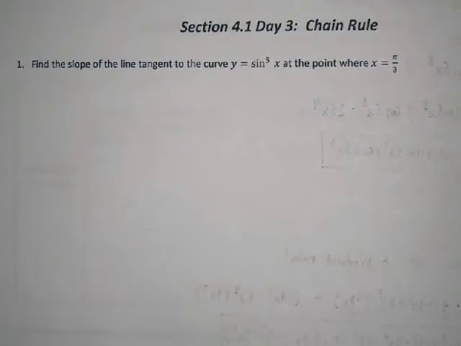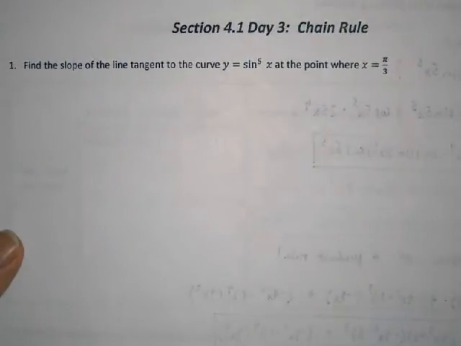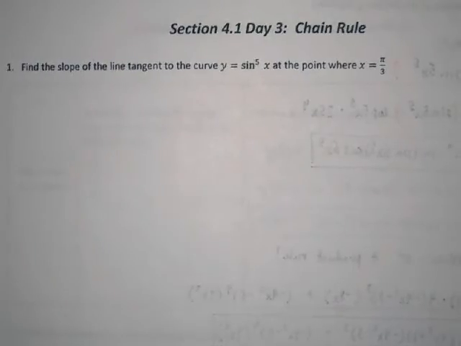So the first one asks us to find the slope of the tangent to the curve, and now we have y equals sine of x to the fifth power at the point where x equals pi over 3. So we know if we're going to find the slope of the tangent line, the first thing is we have to find the derivative. That's going to give us the slope of our tangent line.